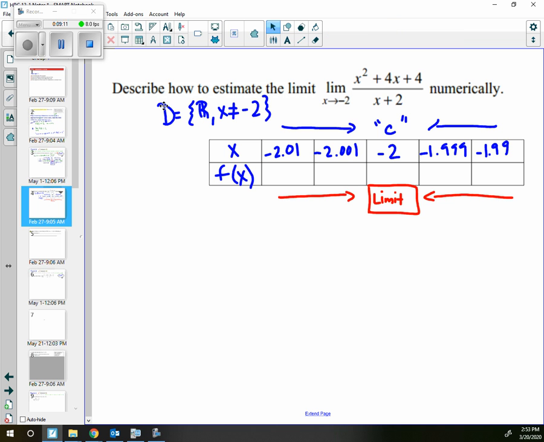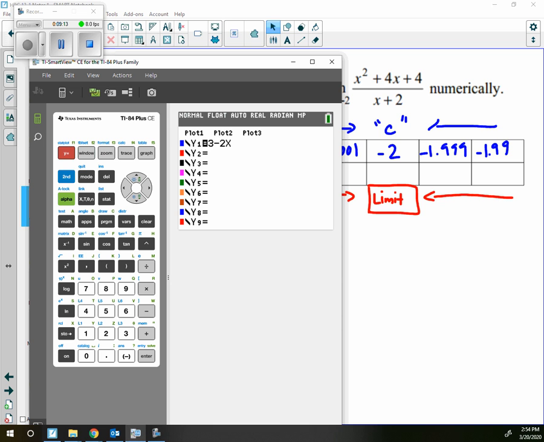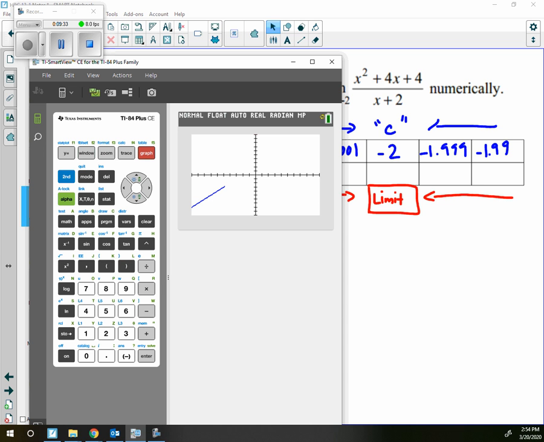So let's go ahead and use our graphing calculator as a tool here again. I'm going to clear this and put in this equation: x squared plus 4x plus 4, divided by x plus 2. If you're using the fraction function, you don't need parentheses, but if you're not, please make sure you double check. Let's see what the graph looks like.